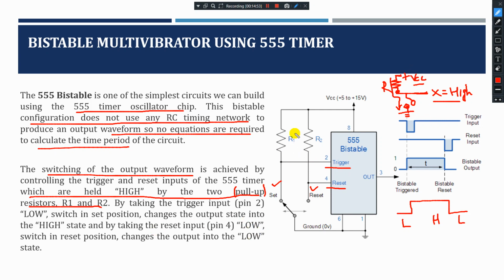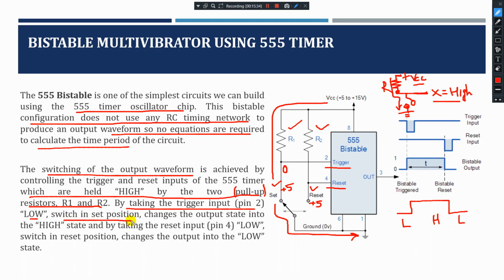In this circuit we are using R1 and R2 as pull-up resistors. So both are at high voltage, which means here plus 5 to plus 15, and I'll consider plus 5. By taking the trigger input pin number 2 low, I'm grounding this. When I ground this, the current flows downwards because it is the least resistance path. So then this line is pulled to 0.